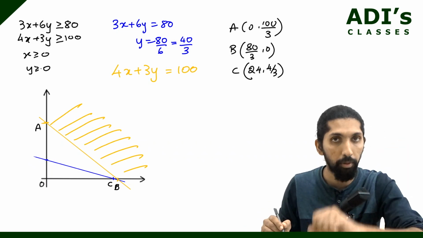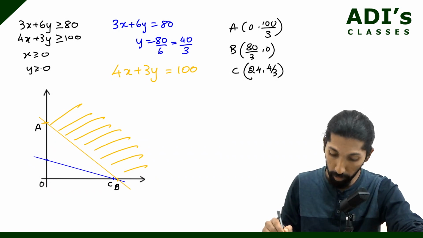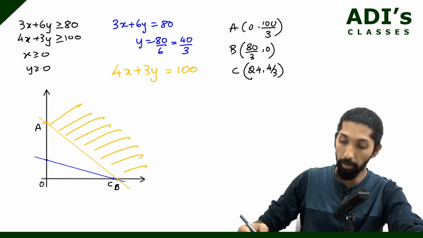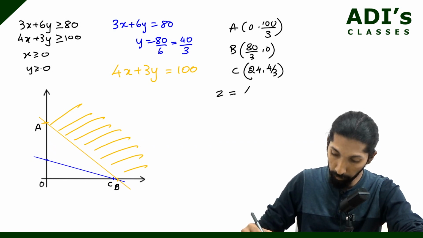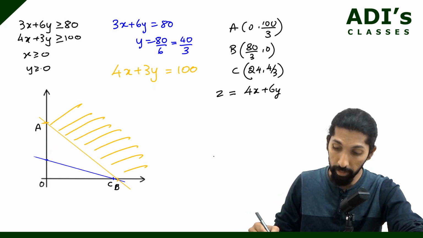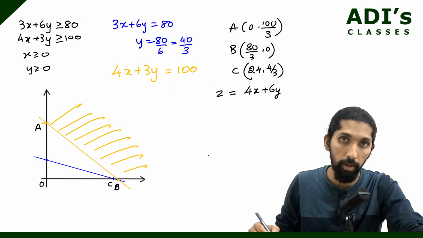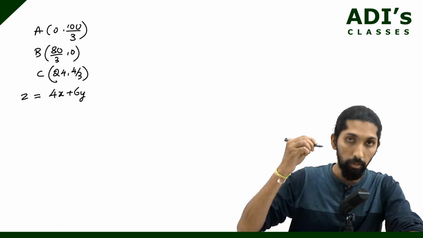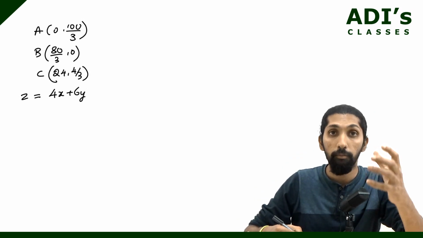Now since we have 3 points, now what do we do? We take this, remember, the z value we need to minimize, right, which is 4x plus 6y. So we need to minimize this. We'll substitute the values, check which is going to give us the minimum value. Okay. Now let's put the values and figure out what is going to be the value of the function.